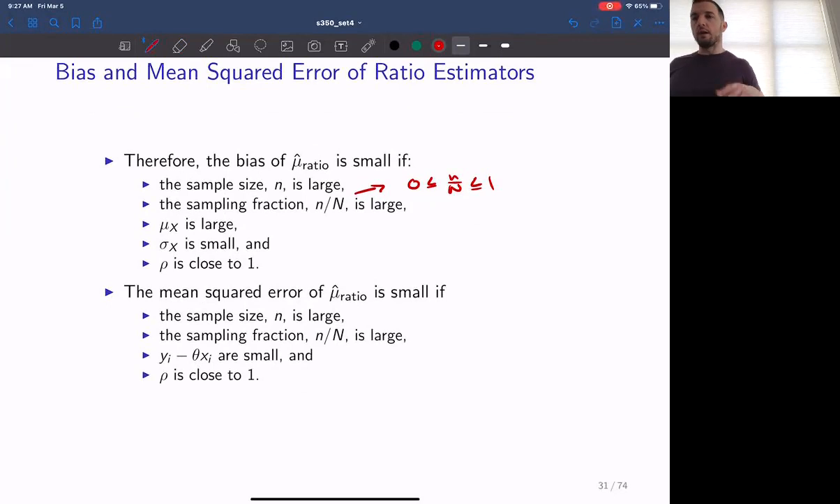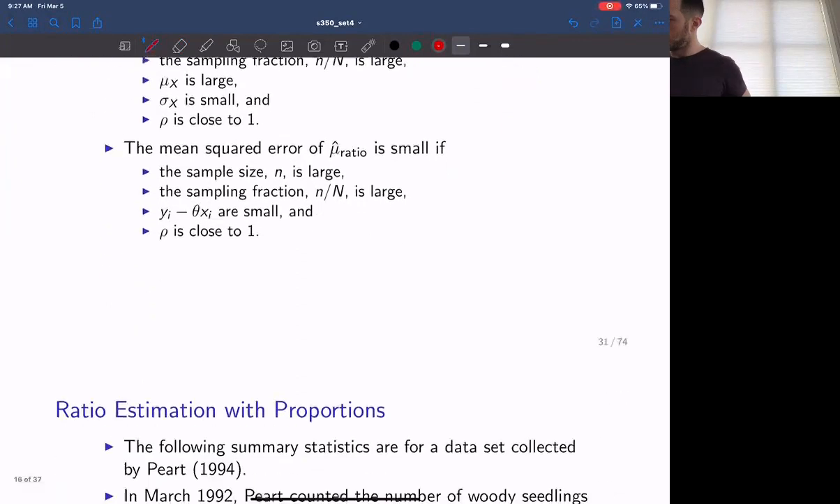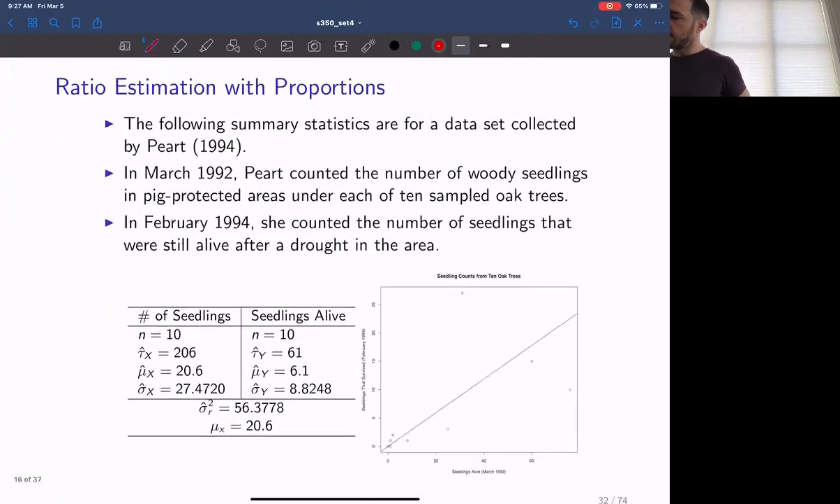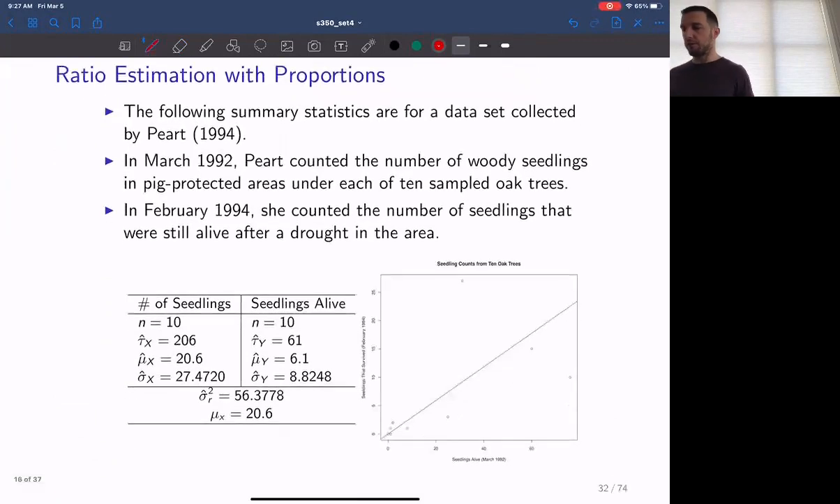All right, so returning to our original style of problem, we're now going to look at the ratio estimator in the context of estimating a population proportion. And then we will talk about regression estimation. Okay, so on slide 32, we have the following illustration.